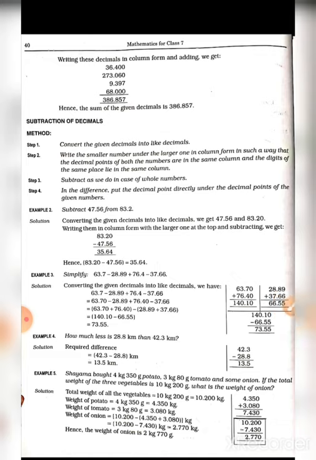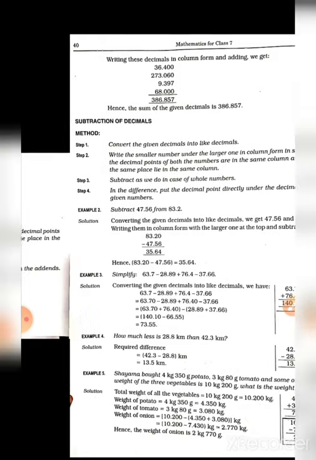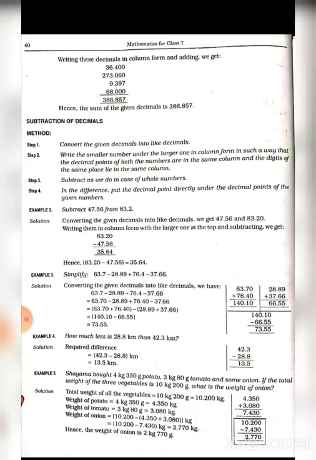That is example number 5. Shama bought 4 kg 350 gram potato, 3 kg 80 gram tomato, and some onion. If the total weight of the 3 vegetables is 10 kg 200 gram, what is the weight of onions? This is very simple. The total weight of all the vegetables is what? This one. Always remember, you have to convert into like decimals. Whenever you are doing addition, subtraction, anything, you have to convert it into like decimals. Then only you have to move forward.